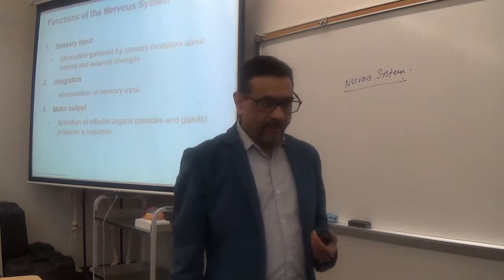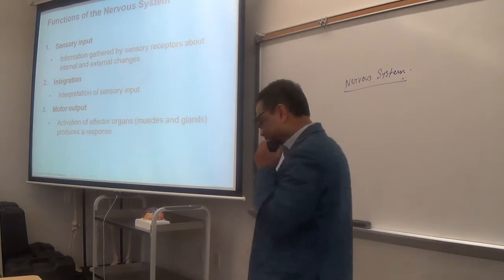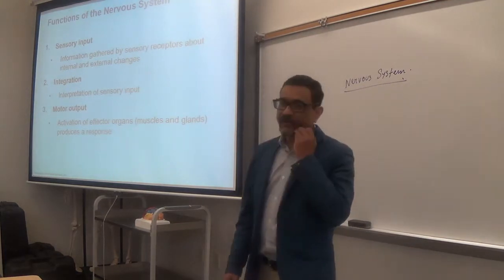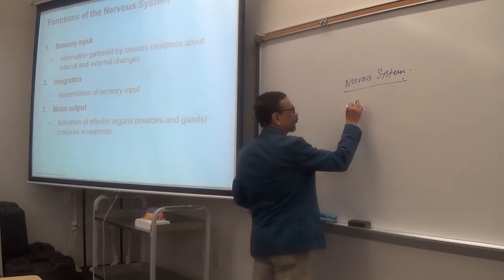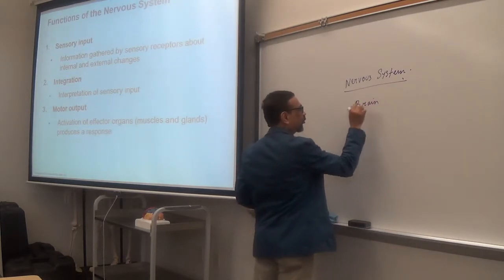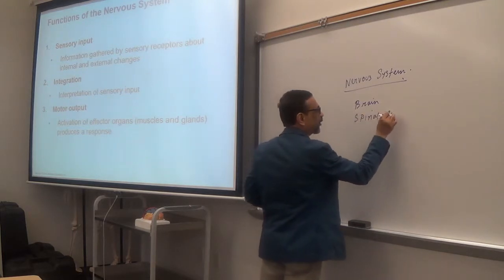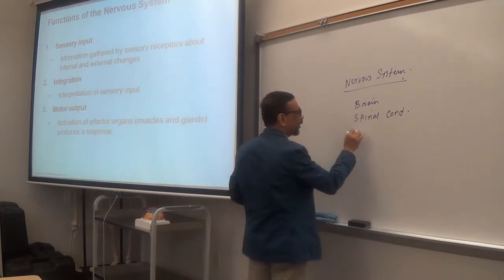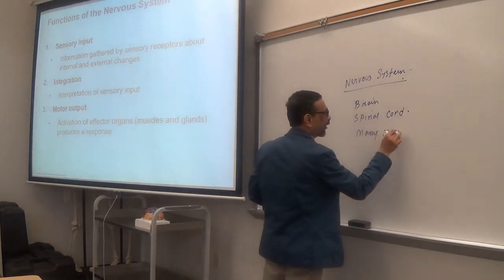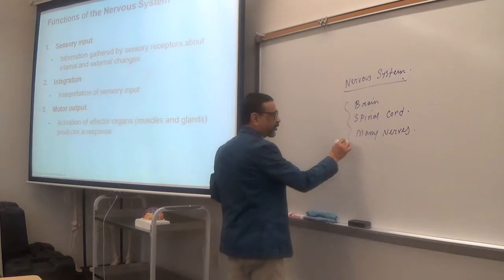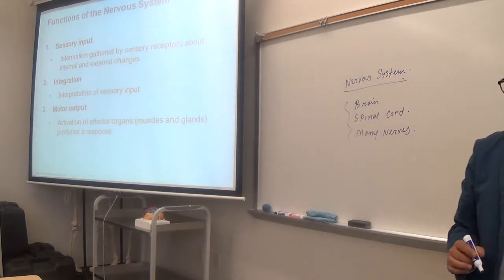Okay. First, the functions of the nervous system. Your nervous system consists of brain, spinal cord, and many nerves. Okay? So these are the structures that belong to the nervous system.